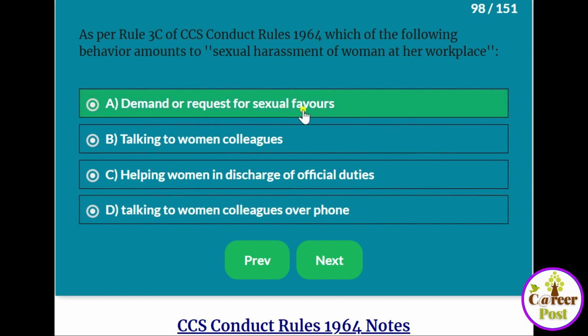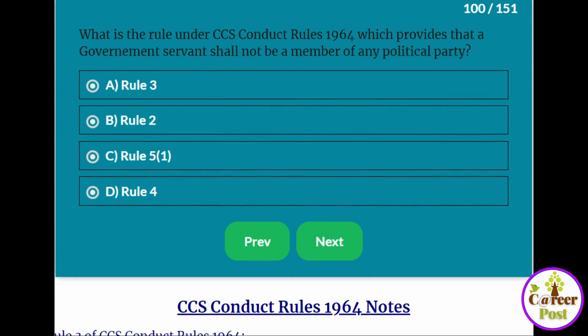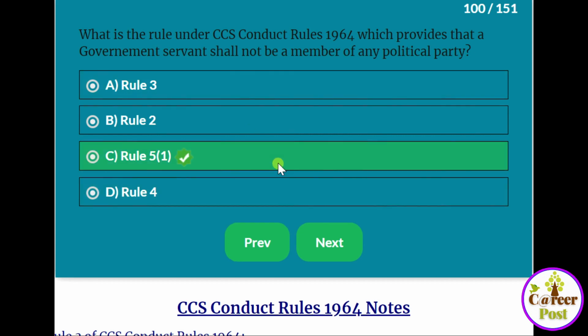It is A. Rule 21 of CCS Conduct Rules 1964 deals with the observance of government policies, investments, lending and borrowing, restrictions regarding marriage, insolvency and habitual indebtedness. It is restrictions regarding marriage. What is the rule under CCS Conduct Rules 1964 which provides that a government servant shall not be a member of any political party? It is Rule 5.1.